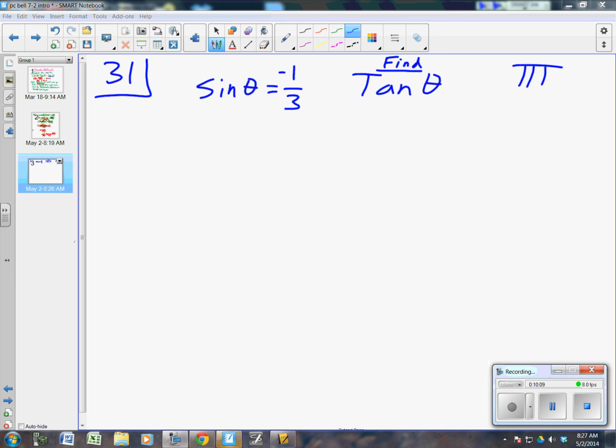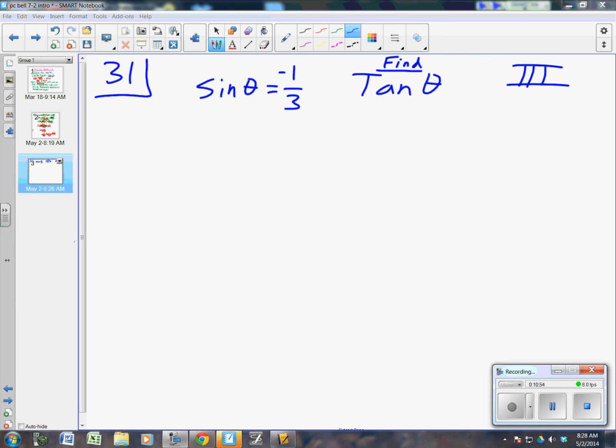So my answer has to be an answer in the third quadrant because I might end up getting two answers here. I just got to know which one is the right one, okay? All right. By the way, I'm given a sine. I want a tangent. Okay, you guys, is there any identity that has a sine and a tangent in it? Look at your identities, your basic ones.